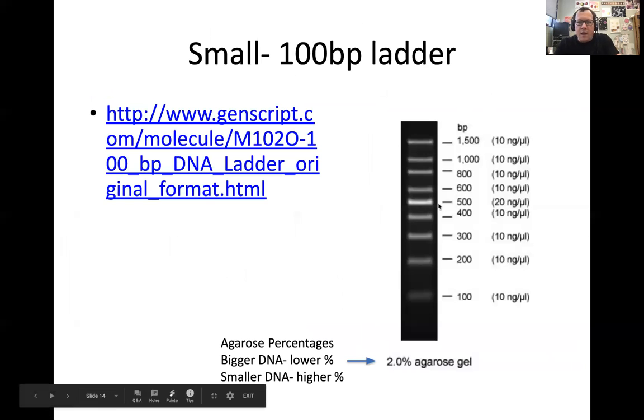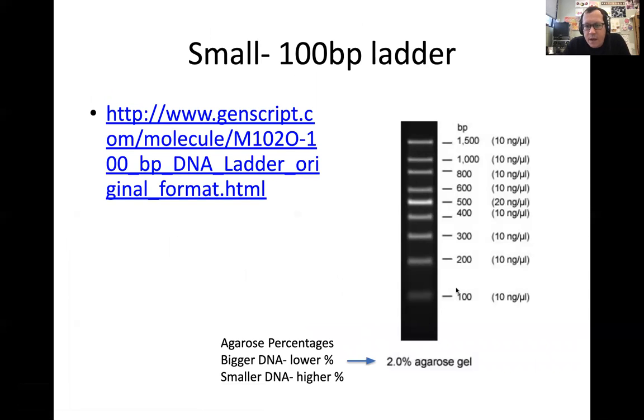Okay. We have some different ladders that we use in the lab. We have a 100 base pair ladder, so that goes from 100 bases to 300, 400, 500, 600, 700, 800, 900, or 1,000, and some of them have a 1,500 size.